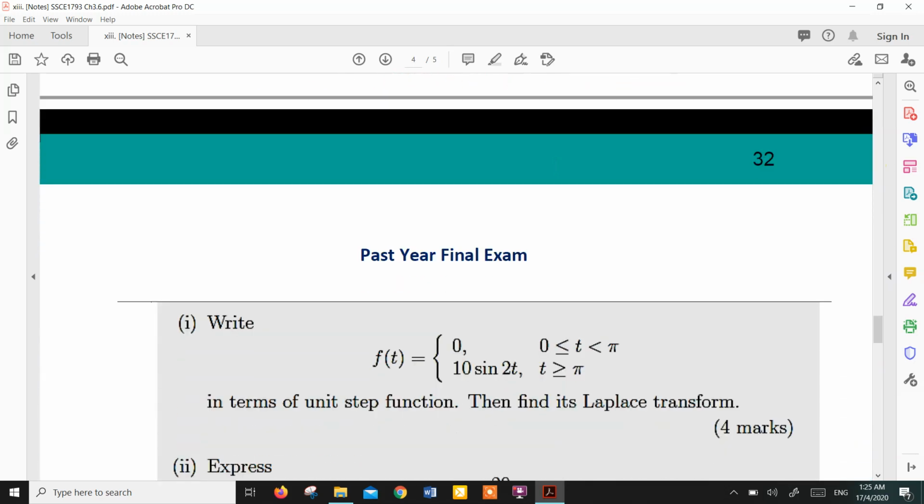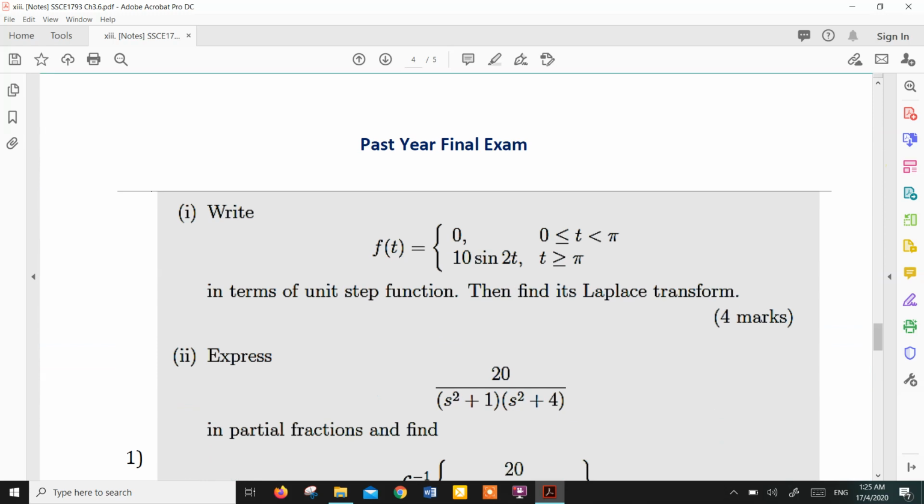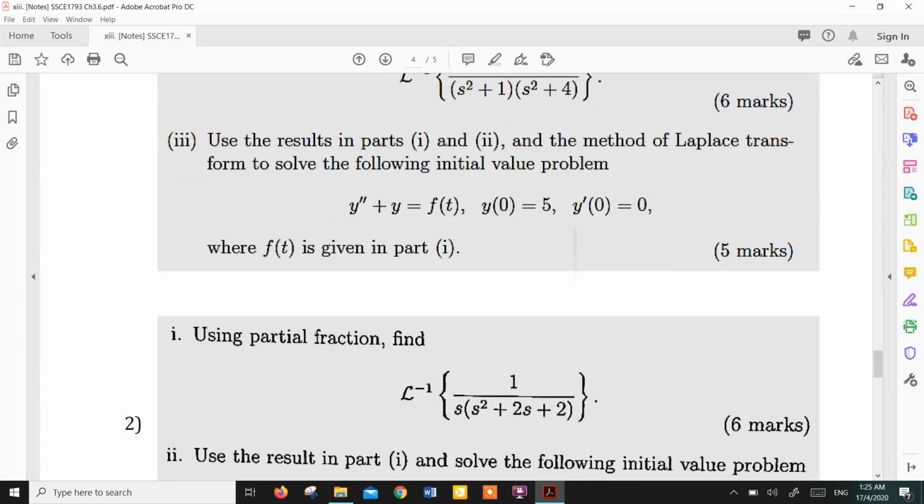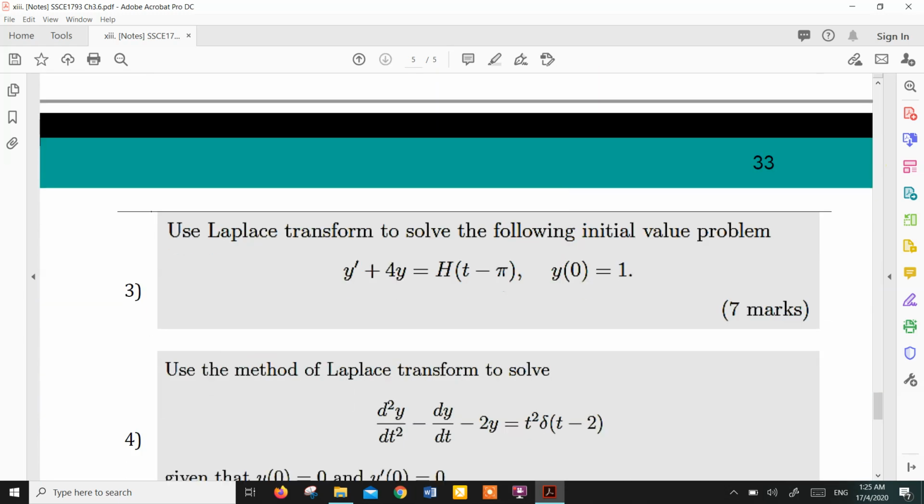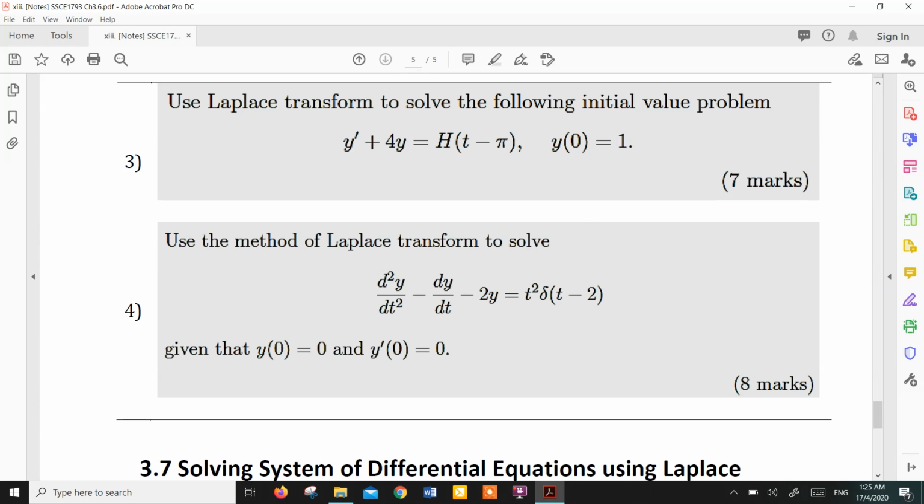So now you have passed your final exam. As usual, I want you to do assignment 3.6 and submit in e-learning as usual. You have 4 questions altogether.